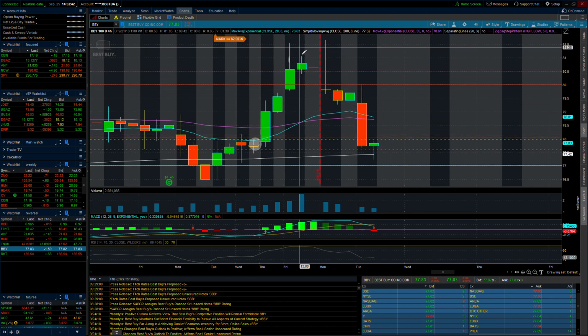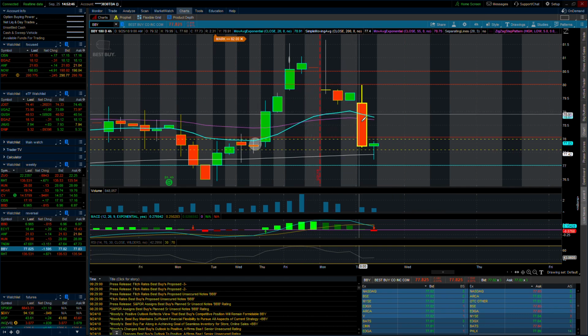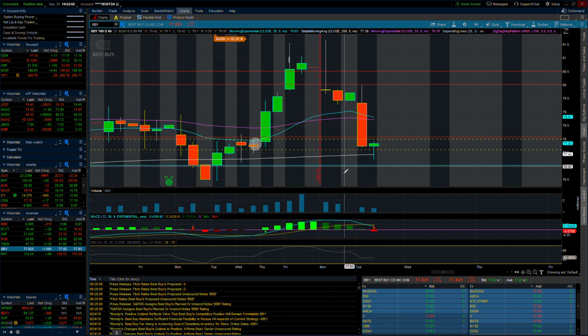Okay, so let's go ahead and continue. As you can see, as the EMA started to show signs of it pointing down, so did the candlesticks. So let's go ahead and use one more example.